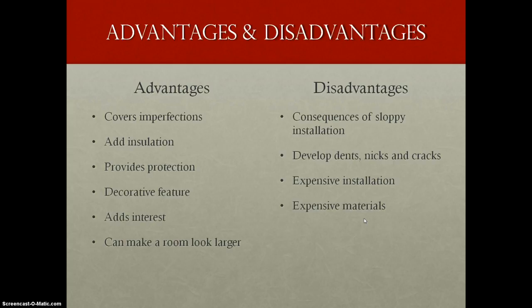Some of the disadvantages are if you have it installed sloppily or incorrectly, it can make the wood crack, swell, rot, or show nails. And if you use a soft wood, it can develop dents, nicks, and cracks very easily. Sometimes if you use a material that's a custom molding, it's going to be more expensive than if you just use a standard one. And you can also have very expensive installation if you have someone else come in and do it.